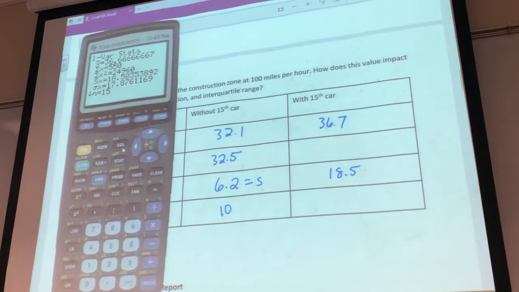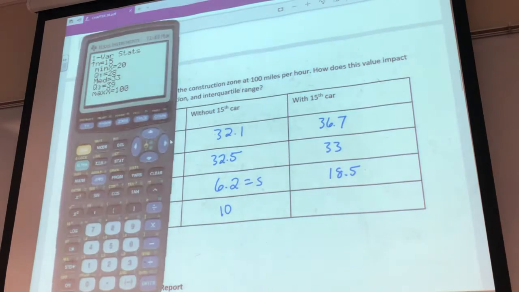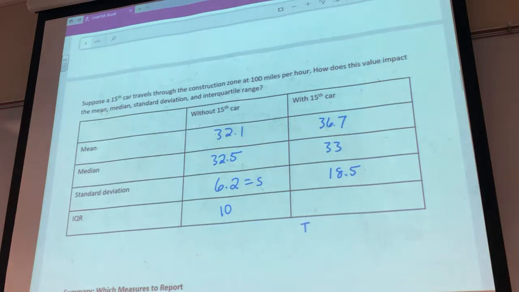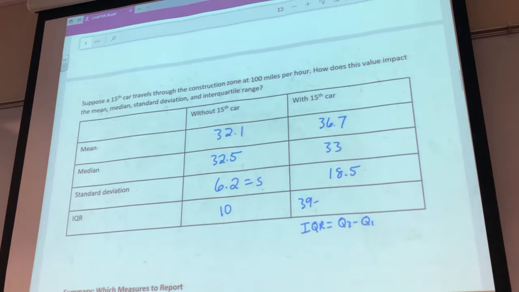And now I need my median, that's down here. That's 33. And then for my interquartile range, they don't actually tell me what it is. So I have to actually do my formula. Interquartile range equals Q3 minus Q1. So Q3 is 39, Q1 is 28. So if I do 39 minus 28, I get 11.